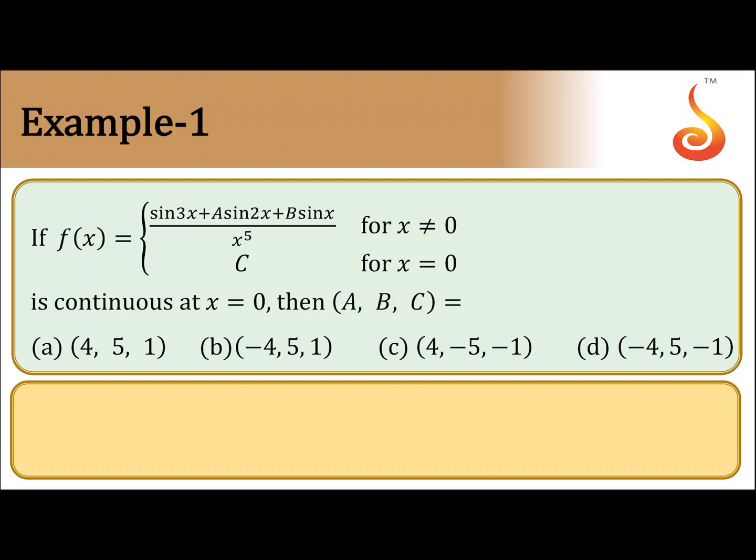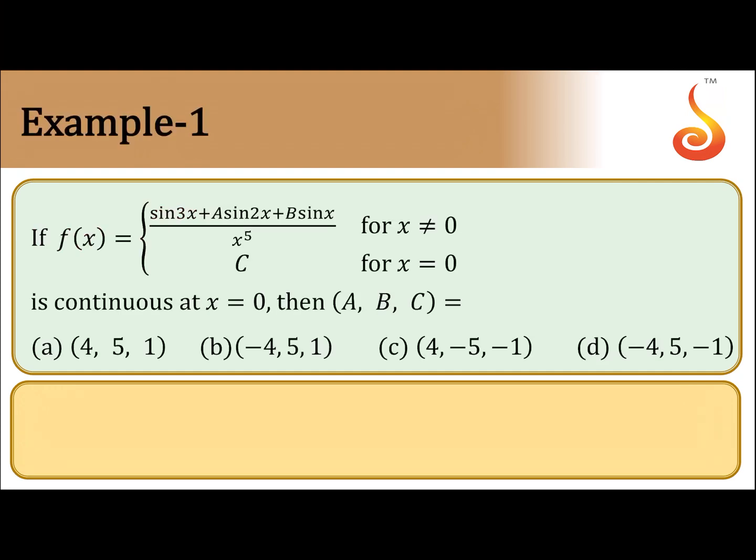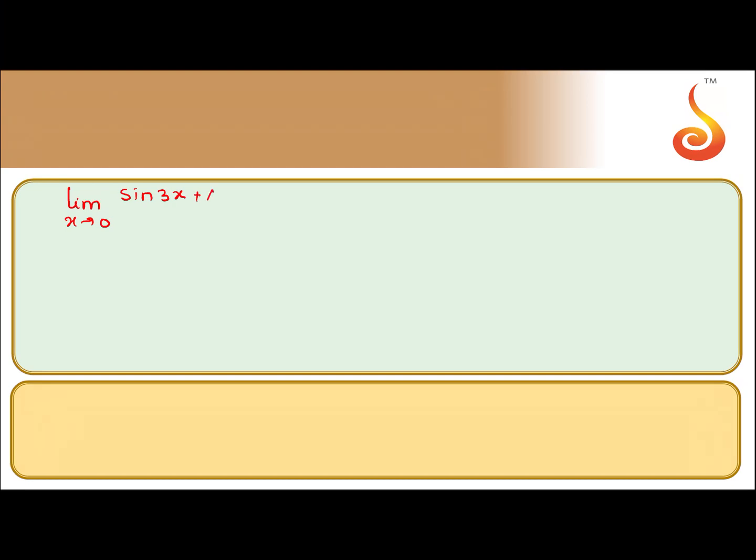So first of all, we'll expand the sin 3x, sin 2x. So limit x tending to 0, (sin 3x plus sin 3x plus a sin 2x plus b sin x) whole divided by x to the power 5. This we have to solve.